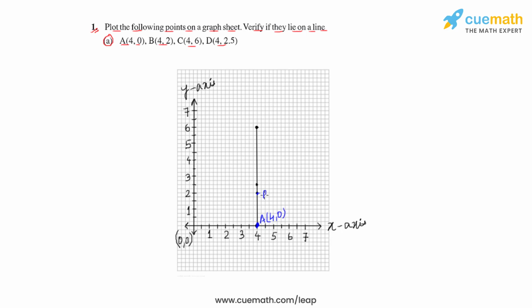This point represents B (4, 2). This represents D (4, 2.5), and this represents the C point, that is (4, 6). Now if we carefully observe all these 4 points, we see that the value of x is the same in all these points. Hence we can say that all these 4 points lie on this line which is parallel to the y-axis. Let us now see the next set of points on the canvas.